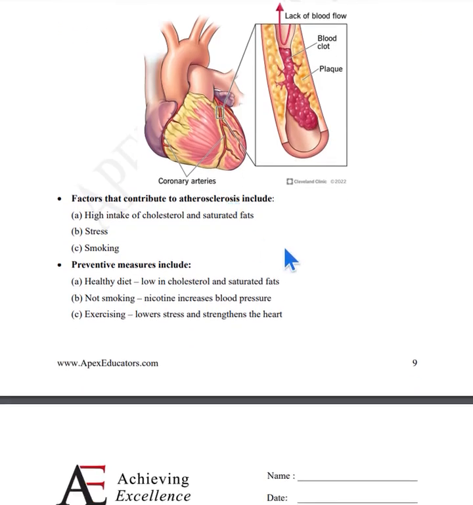Number 1, high intake of cholesterol and saturated fats. This means if you have a high intake of foods such as potato chips and eggs, especially egg yolk, it will lead to high intake of cholesterol and saturated fat.